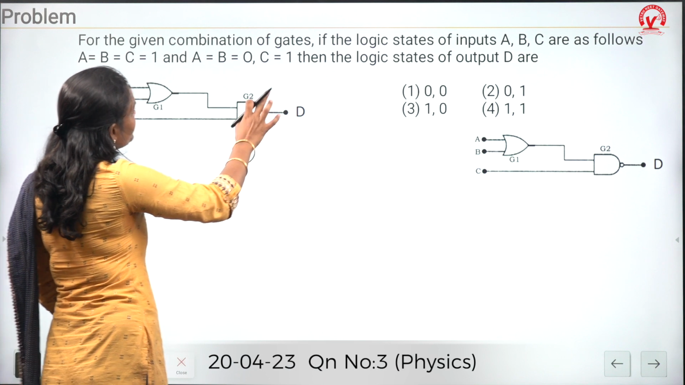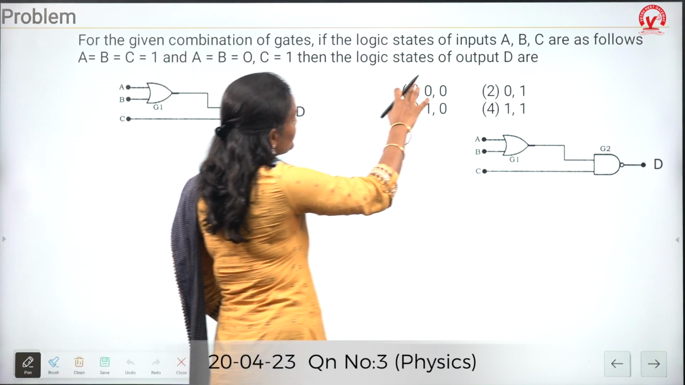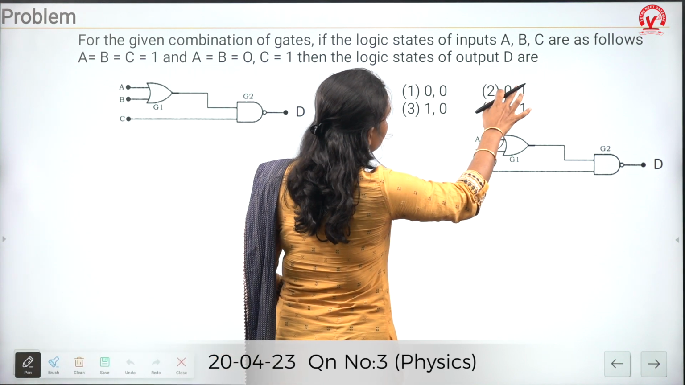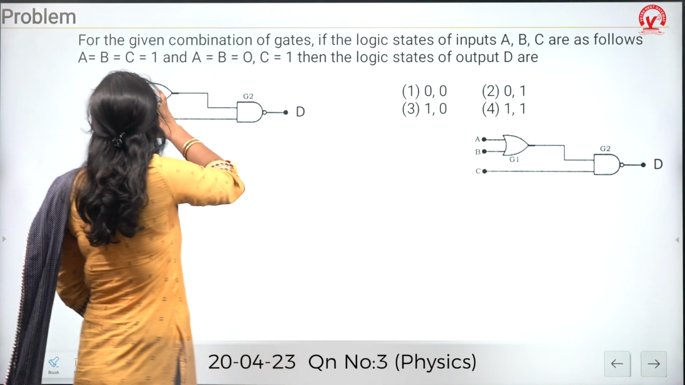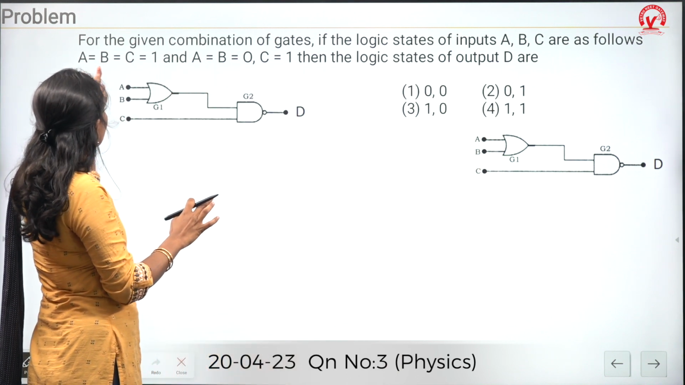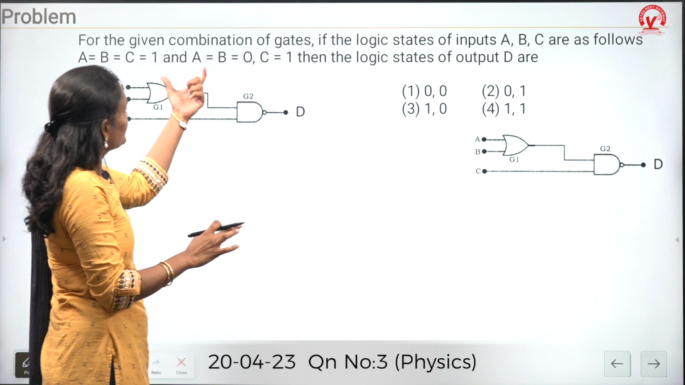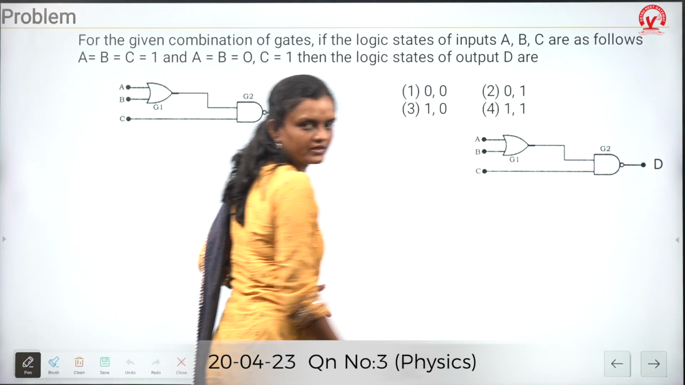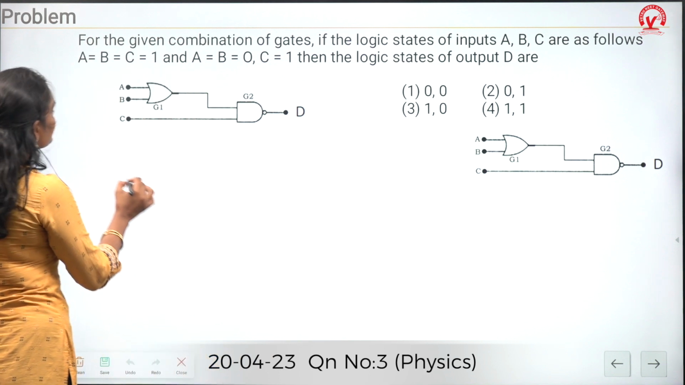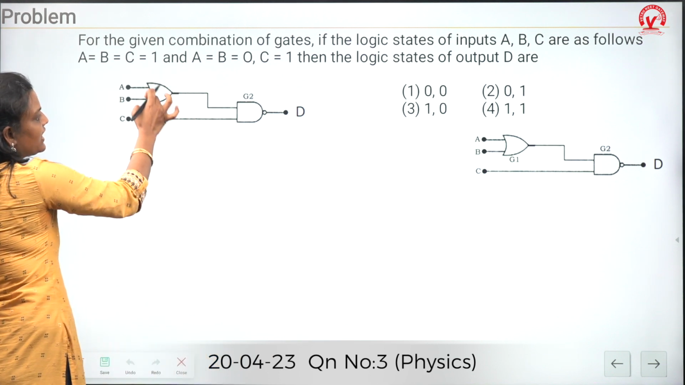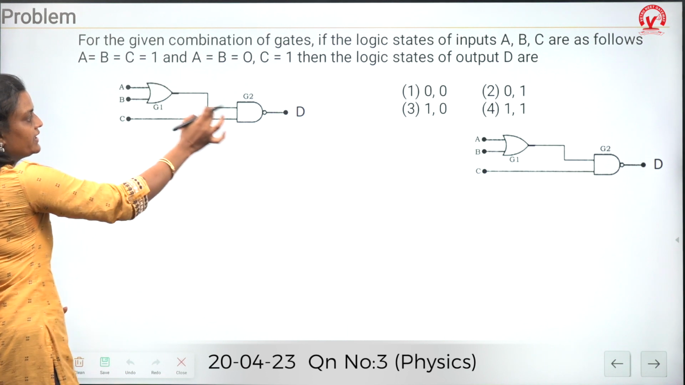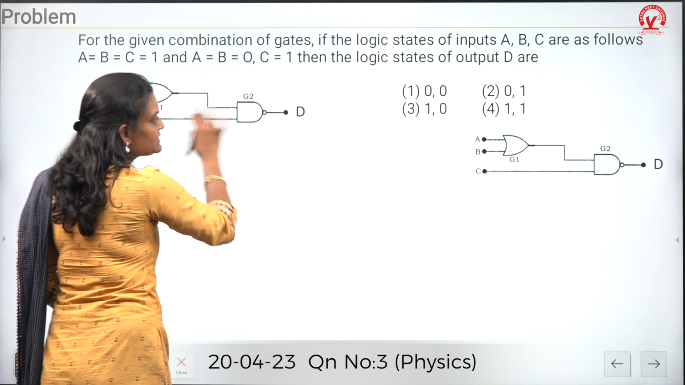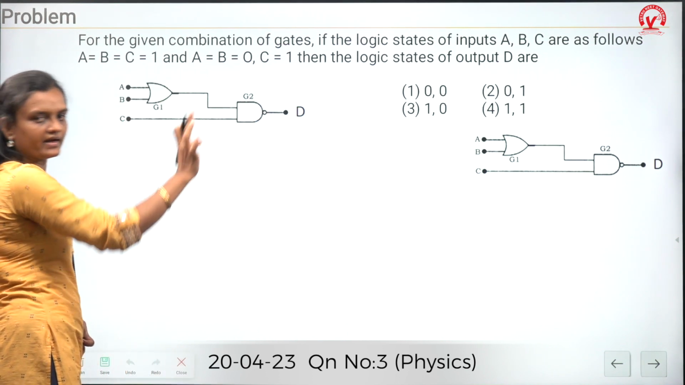For a given combination of gates, the logic gate inputs A, B, C are as follows: A, B, C is equal to 1, and A, B is equal to 0, C is equal to 1. We need to find the output here. First we will see the truth table of the OR gate, they have given here an OR gate and this is a NAND gate. We will see the truth table of the OR and NAND gates.